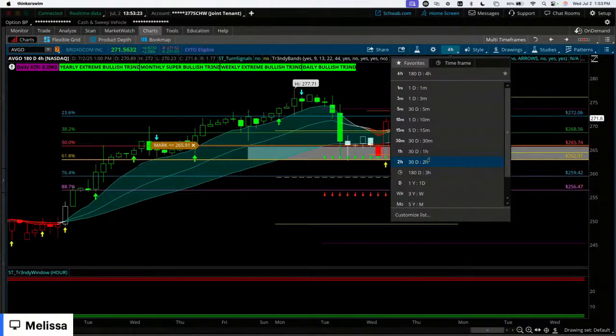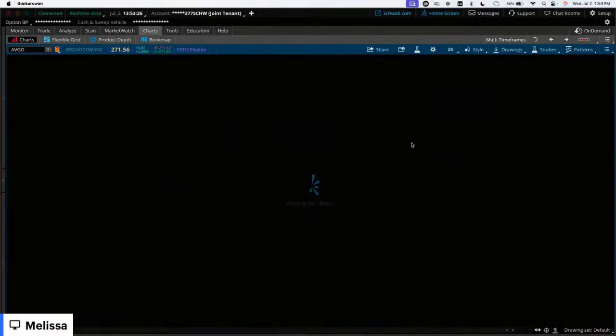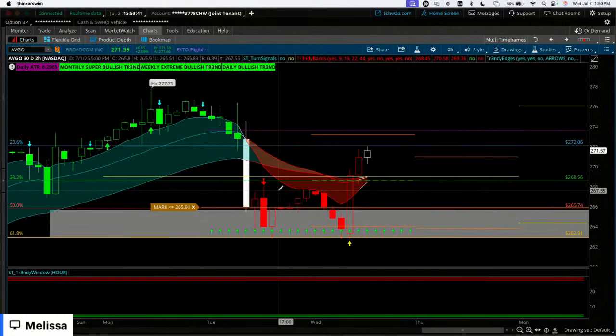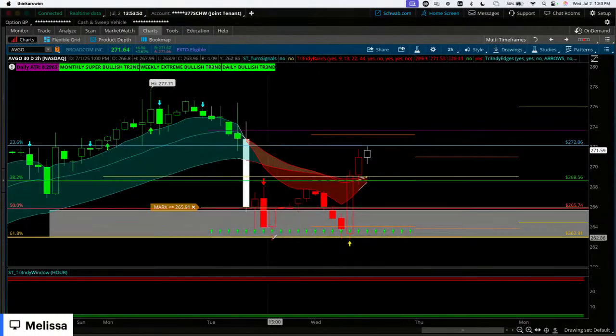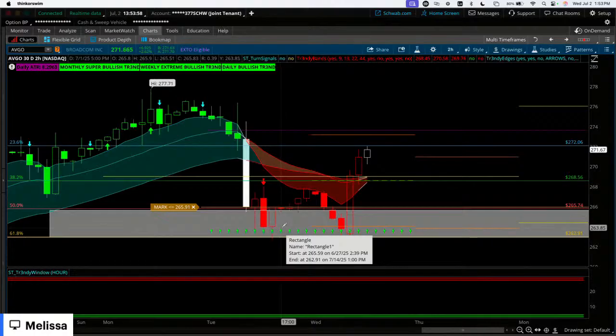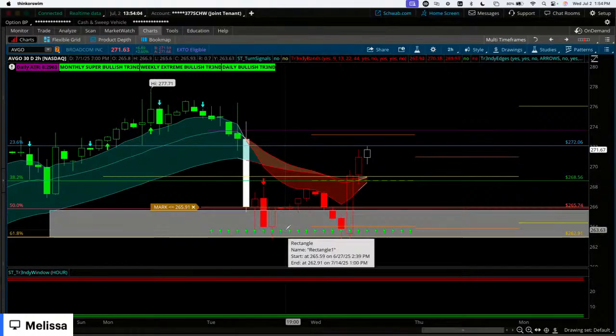Sorry. If I am watching a golden pocket on a daily time frame, I'm going to look for confirmation on a 2-hour chart. Okay. All right. So looking at this 2-hour chart, I found the golden pocket on the daily chart, but I'm going to come down to a 2-hour chart. You could even use a 1-hour chart, depending on how aggressive you want to be. But the smaller the time frame that you're looking at, the more aggressive the confirmation would be.